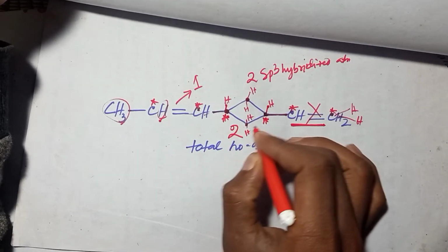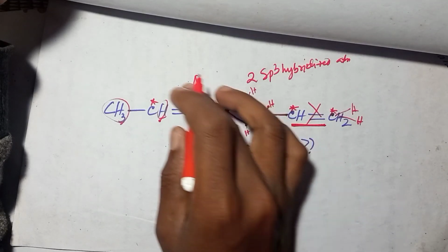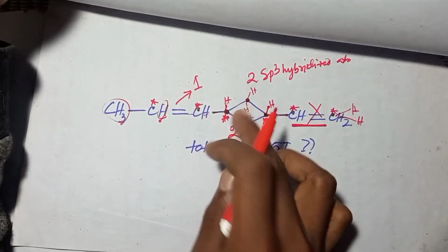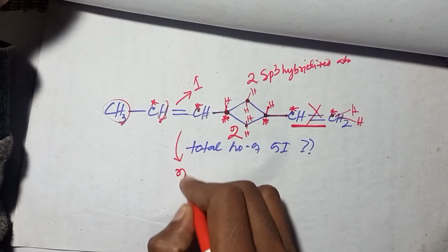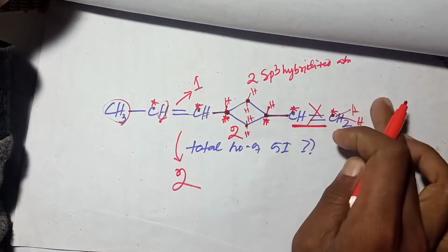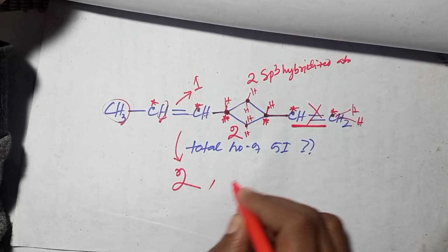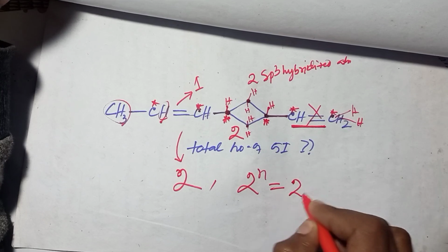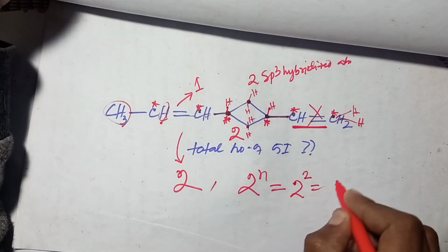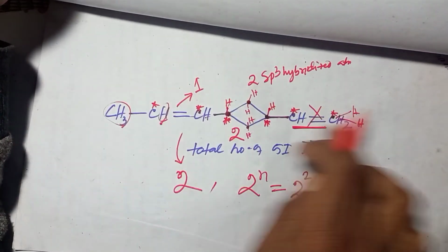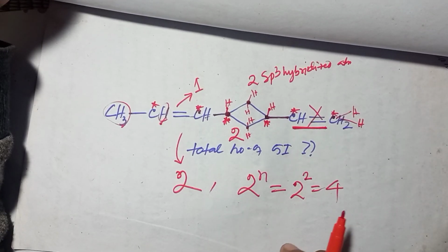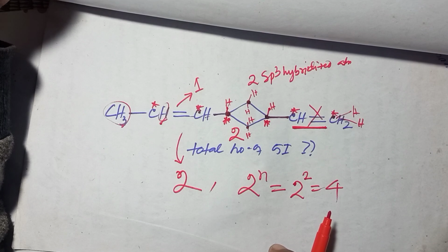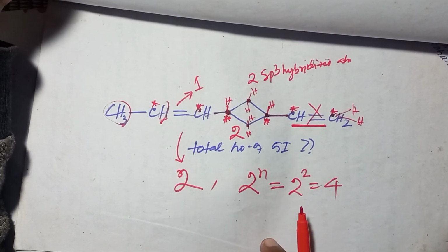So the total number of restricted rotatory systems which show geometrical isomerism is this one, 1, and this one, 2. So the total number is 2, and this compound is unsymmetrical, so the number of geometrical isomers will be 2 to the power n, so 2 to the power 2, so 4. So this compound shows 4 geometrical isomers. In this way you can find the total number of geometrical isomers in any compound.